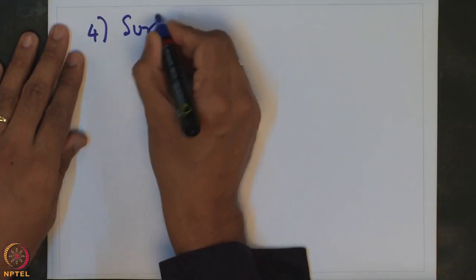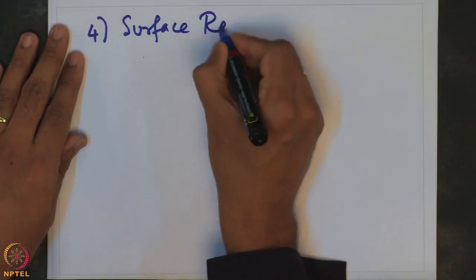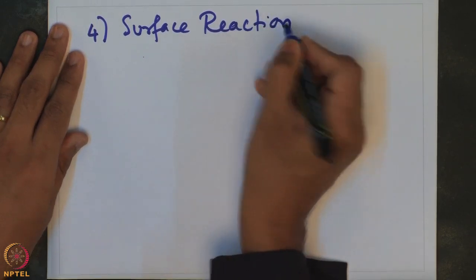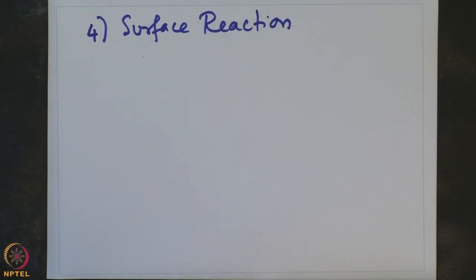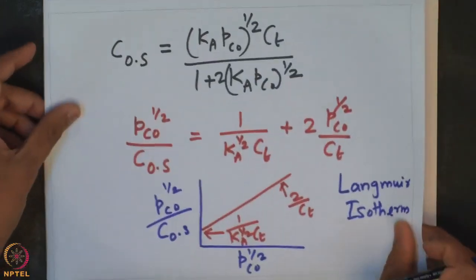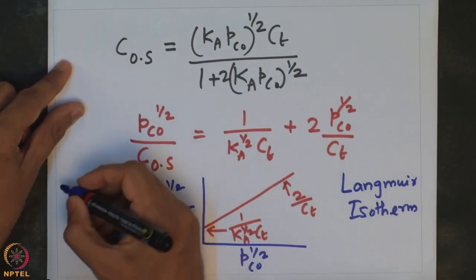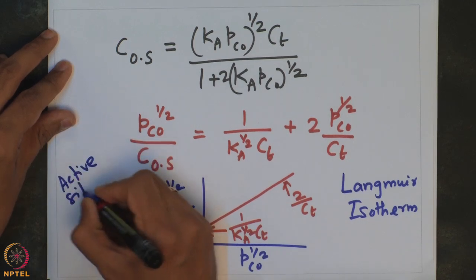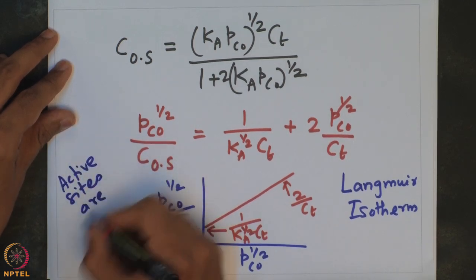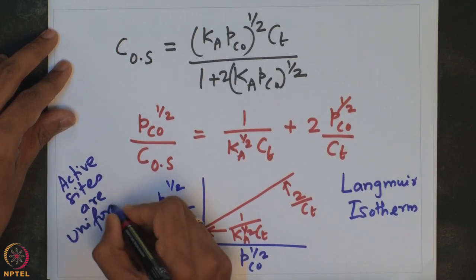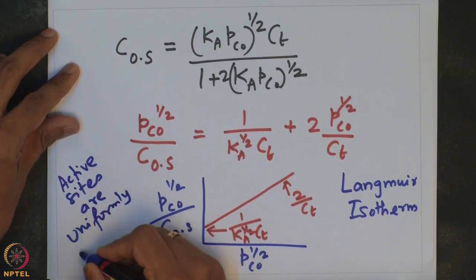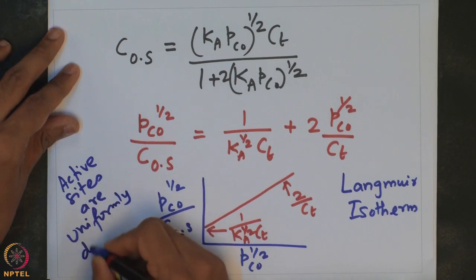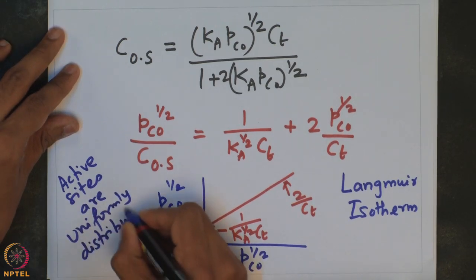So, next let us look at the fourth step, which is the surface reaction term. Note that in the previous case where we derived the Langmuir isotherm, what we have implicitly assumed during the derivation is that the active sites are uniformly distributed.